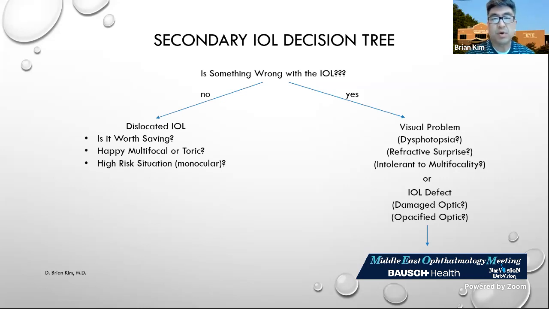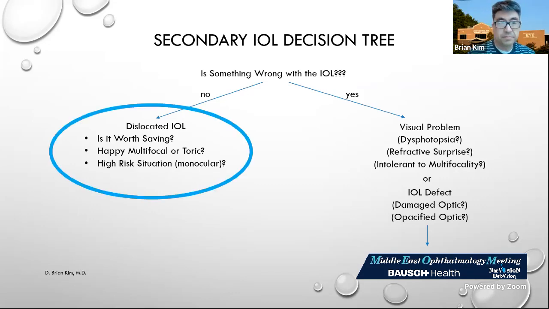And hopefully it's an intact bag, but the point is the bag is not the primary offender, it's the IOL. Now, is there something wrong with the lens? No. So then the question in this case, if there's a dislocated lens, is the lens worth saving? Is a patient happy with their multifocal or toric lens? Or is a patient monocular and you want to do as little as possible with surgery, as Dr. Carlos was talking about, you want to do the minimally invasive surgery if possible. And so this is what we'll be discussing.